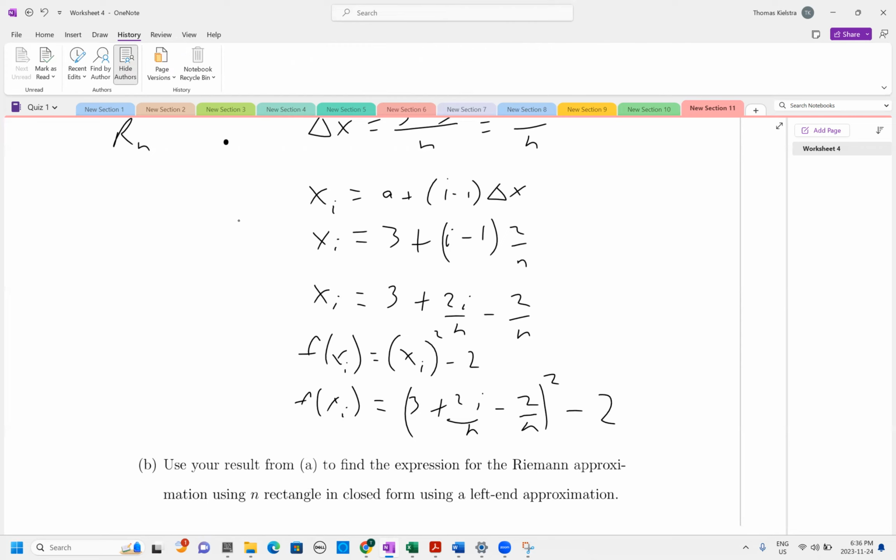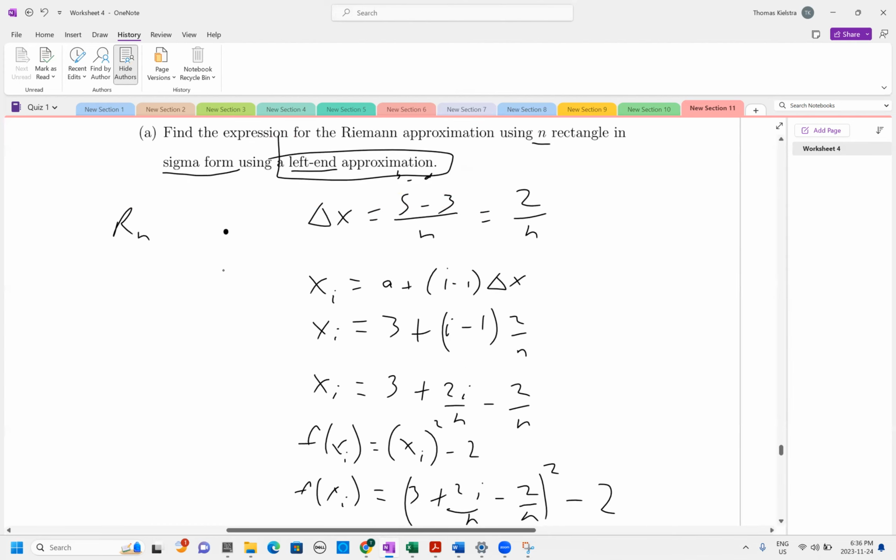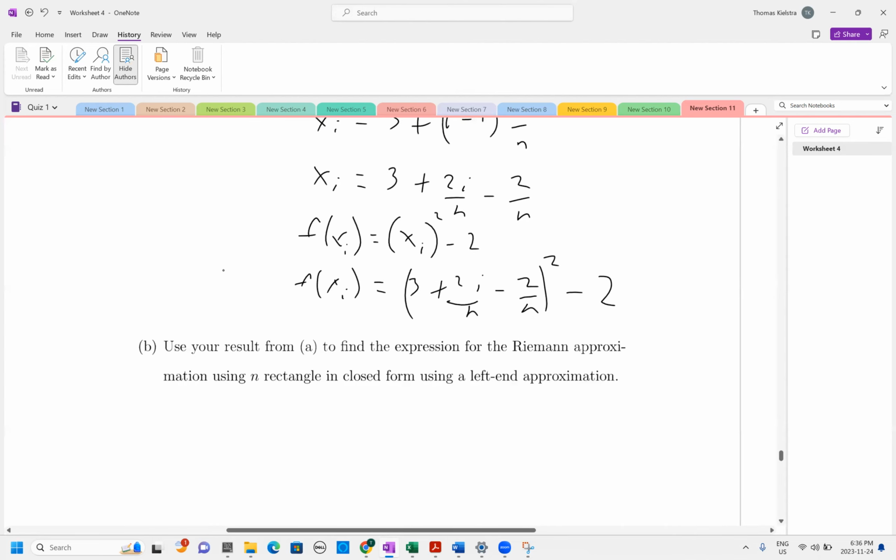The last thing we need to do is calculate what Rn is in sigma form. So we now need to take into account the sigma for Rn.